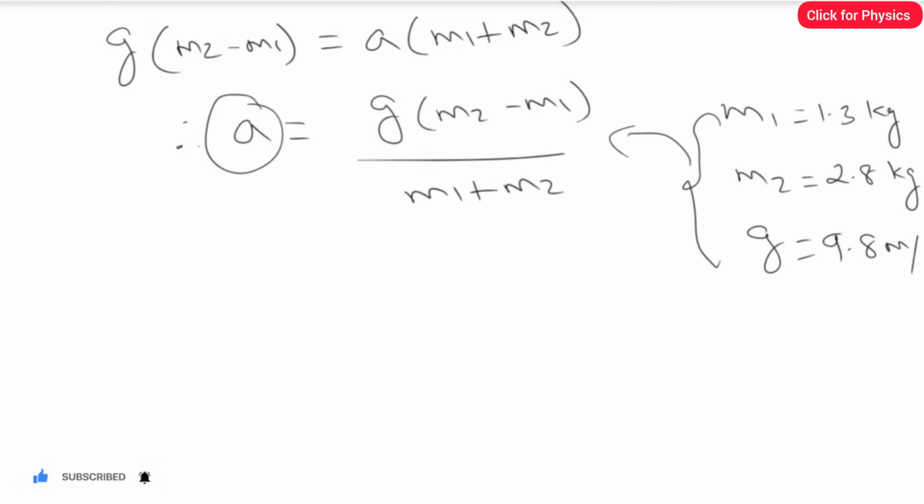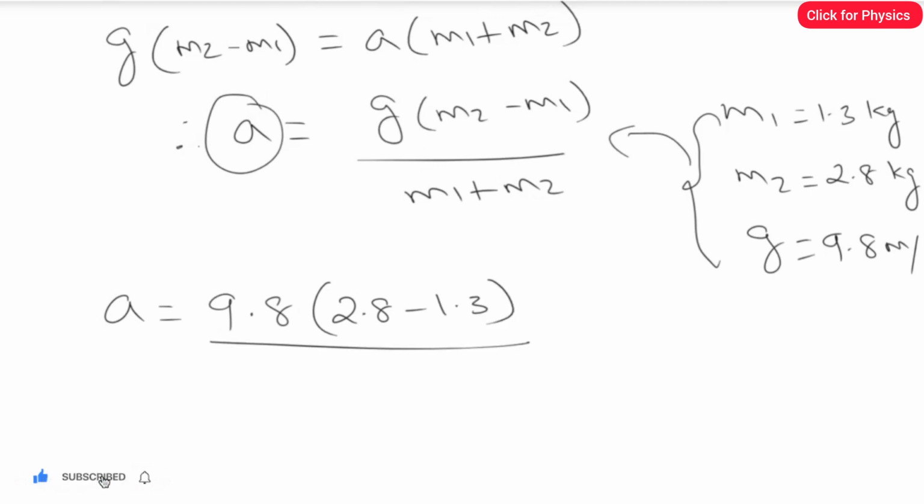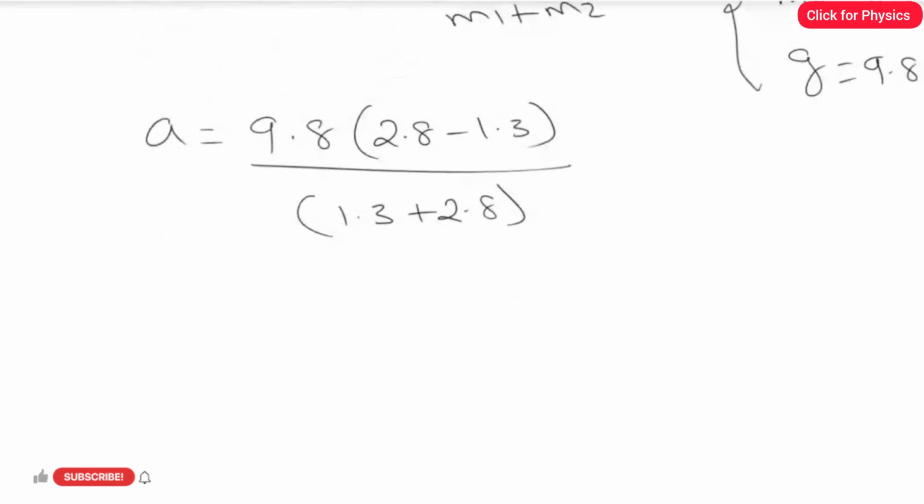Let's substitute the values. So a is equal to 9.8 multiplied by (m2, 2.8, minus m1, 1.3) divided by (m1 plus m2, which is 1.3 plus 2.8). Let's see the answer for this. Here I have to substitute the values in my calculator.